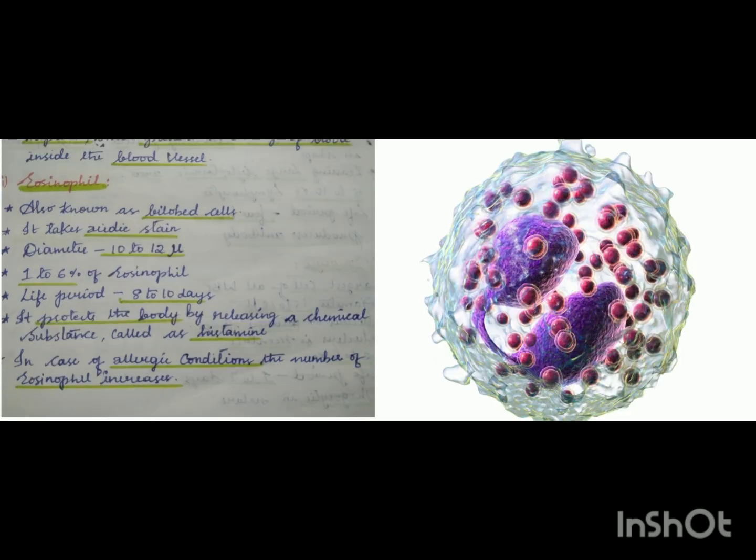Eosinophil, also known as bilobe cell, it is also a type of WBC and granulocyte. It takes acidic stain. Its diameter is 10 to 12 microns. It is about 1 to 6%. The lifespan is 8 to 10 days. It protects the body by releasing a chemical known as histamine. In case of allergic conditions, the eosinophils increase in number.